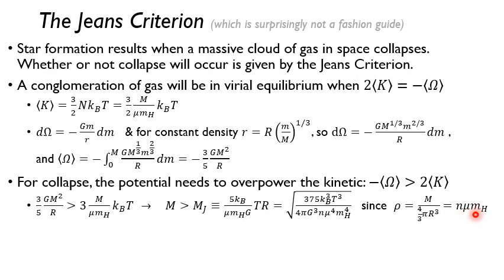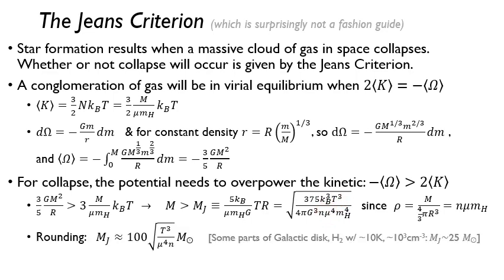So we can go ahead and solve this relationship for the radius and then plug that into the Jeans mass formula, and we get this somewhat more complicated looking thing. But you notice these are mostly constants, right? You have Newton's G, you have the Boltzmann constant, you have the mass of hydrogen, and then your mean molecular weight. And so basically the only variables in here are the temperature and the number density.